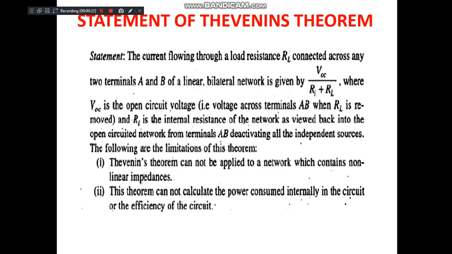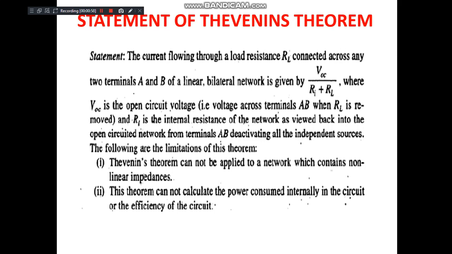Thevenin's theorem. The statement of Thevenin's theorem: the current flowing through the load resistor RL connected across any two terminals A and B of a linear bilateral network is given by VOC by RI plus RL, where VOC is the open circuit voltage, that is the voltage across terminals AB when RL is removed, and RI is the internal resistance of the network as viewed back into the open circuited network from terminals AB, deactivating all the independent sources.